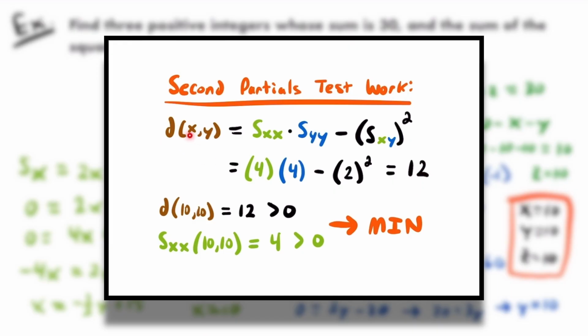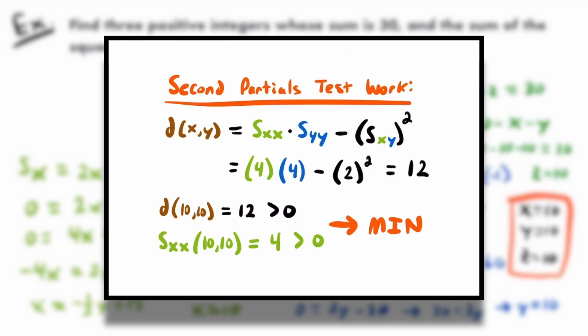In our case, we found that both x and y were equal to 10, so D of 10, 10 would be equal to 12, which is greater than 0. And then if you check the second partial derivative, Sxx, at those coordinates 10, 10, you would just get 4, because there are no variables there, so it's going to be 4 for all input values. But that is also a positive value, and so since both D and the second partial derivative with respect to x twice are greater than 0, from the second partials test we know that x equals 10 and y equals 10 corresponds to a minimum.